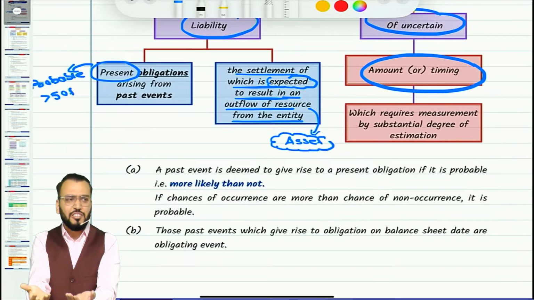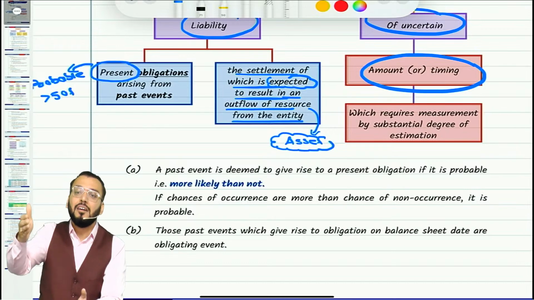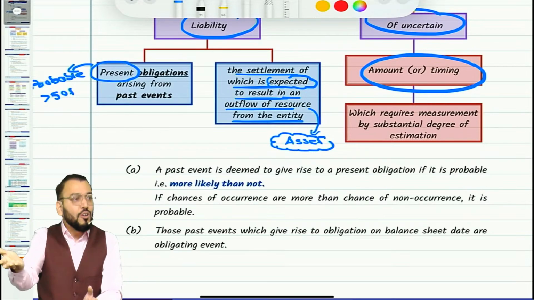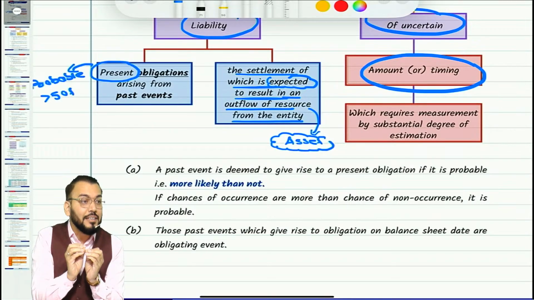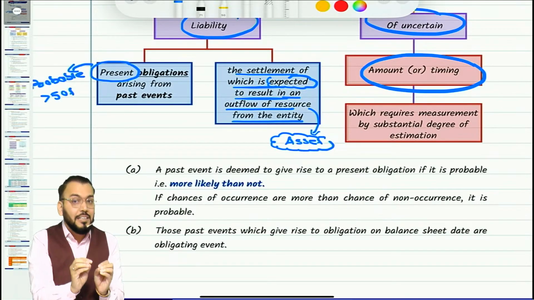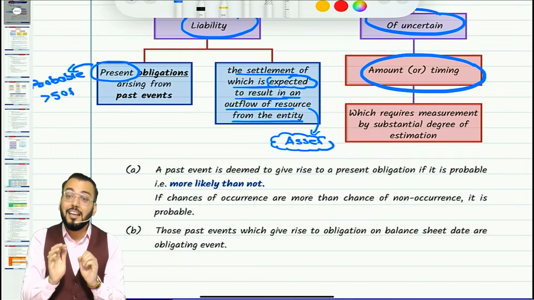Redeemable means after certain year. So there is a present obligation arising from past event which will result in some outflow of resource. You will pay cash now. So it is a liability or it is not a liability? It is a liability. Means in CA Inter we used to disclose where? Under the head share capital.